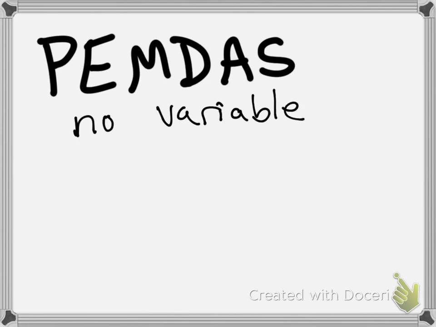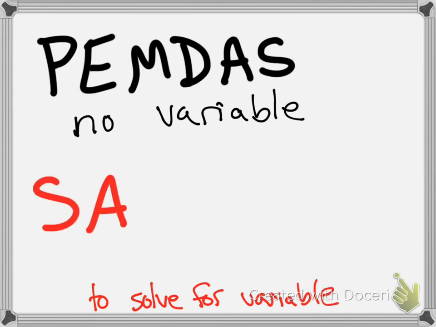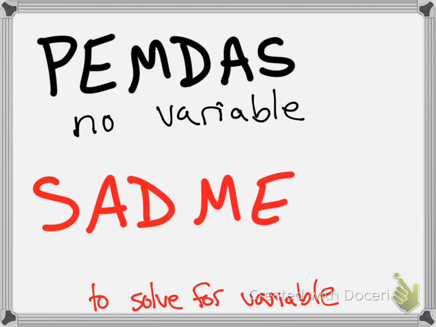Do you think then, if I'm saying it like that, that we use PEMDAS when there is a variable? What do you think? If I'm saying we use PEMDAS when there's no variable, what do we think? So when we have a variable, this is when things get messier. In this case, to solve for a variable, and this is silly, but we need to use, as I like to call it, SADMEP, which is just PEMDAS backwards.